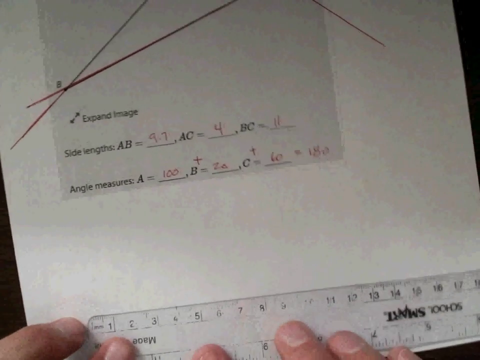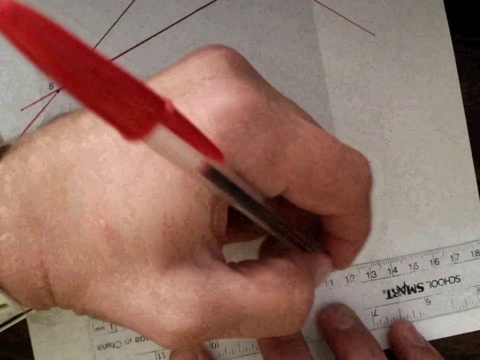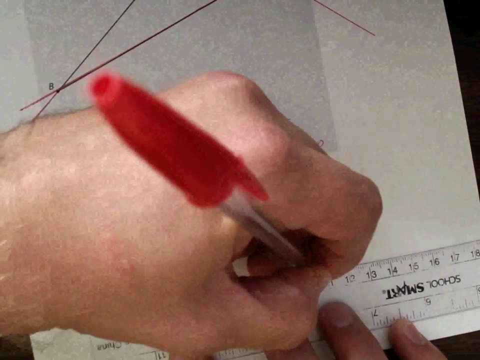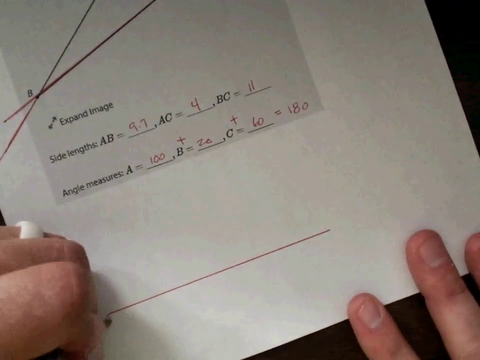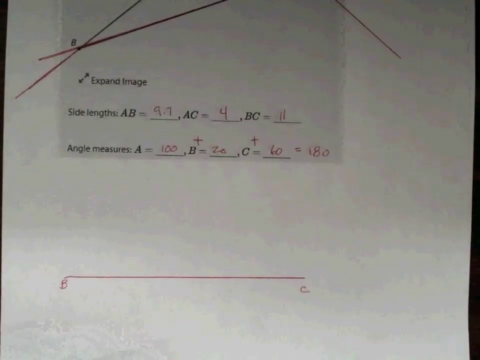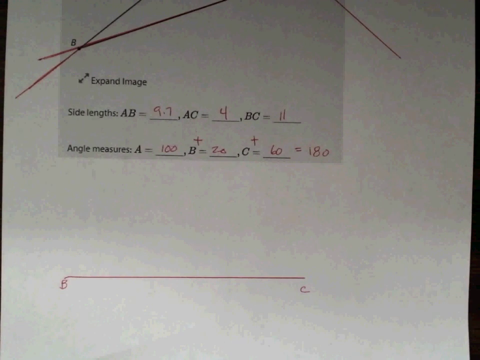I'm going to put it down here. And there it is. This is side BC. It's not slanted. It doesn't have to be. Why does it have to be slanted? I'm not translating it or rotating it or reflecting it. I'm just constructing it.